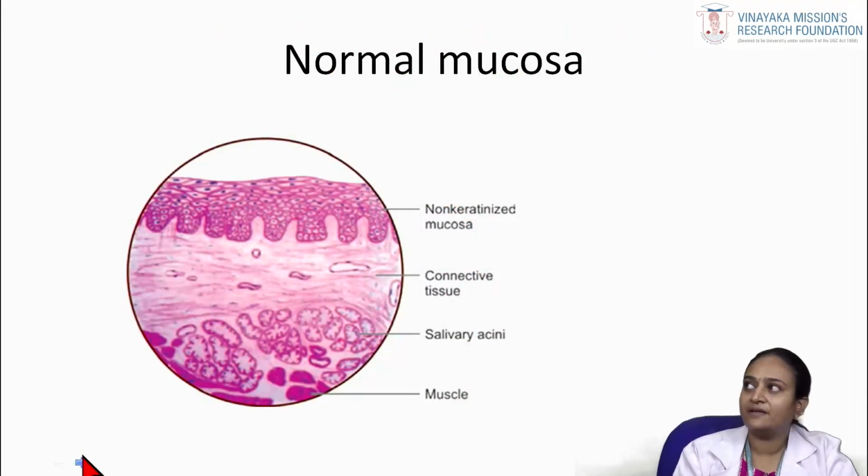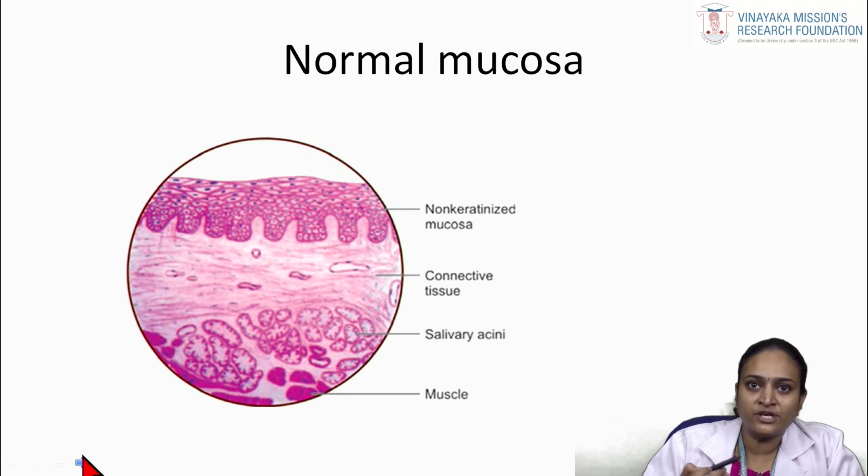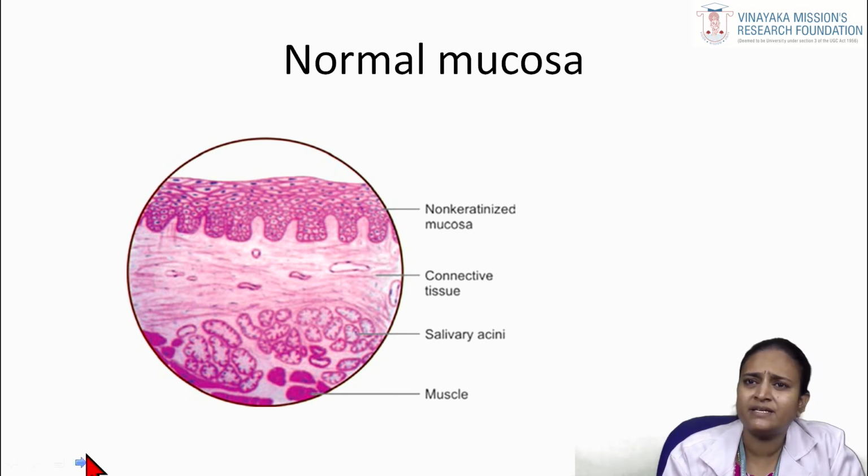So here I will be teaching about the histopathology. Before going to the histopathology, I just want to show you the normal mucosa. This is the normal mucosa. Here you can see the non-keratinized mucosa with connective tissue, salivary acini and muscle. These are the things we read in first year under basic science. So the normal mucosa, how is it transformed to pathology?